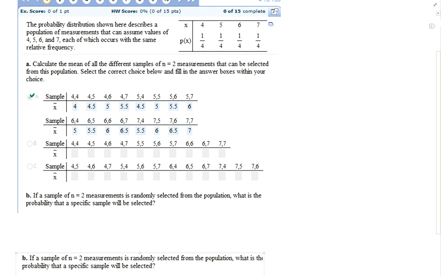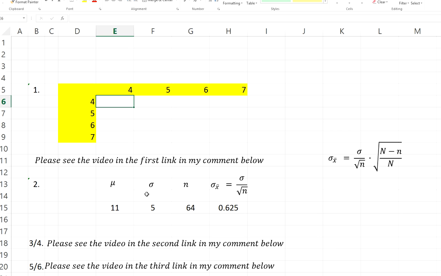Question number 1. Here the question is asking you to draw all possible samples of size 2 from the population of size 4. So the population values are 4, 5, 6, 7. This is your population from which you are going to draw the sample of size 2. So here is how I'm going to do it. 4, 5, 6, 7, 4, 5, 6, 7.